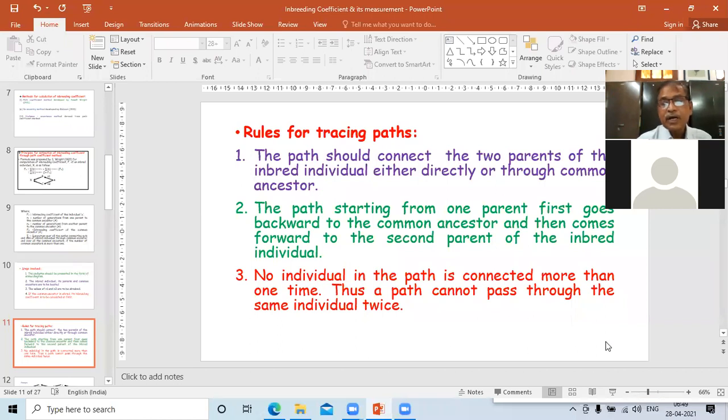Now second, the path starting from one parent first goes backward to the common ancestor and then comes forward to the second parent of the inbred individual. This is called complete path. So you have to search out the path in this way. Now, no individual in the path is connected more than one time, or you can say a path cannot pass through the same individual twice. That is, when we write the path, कोई भी individual दोबारा नहीं आ सकता है. If कोई भी individual अगर दोबारा आता है गलती से, that means it is wrong, and under such conditions your answer will be wrong. So when it occurs, I am coming to that picture.